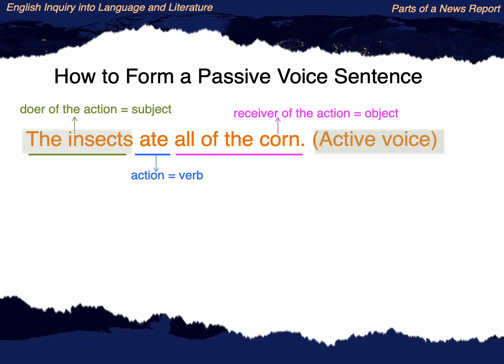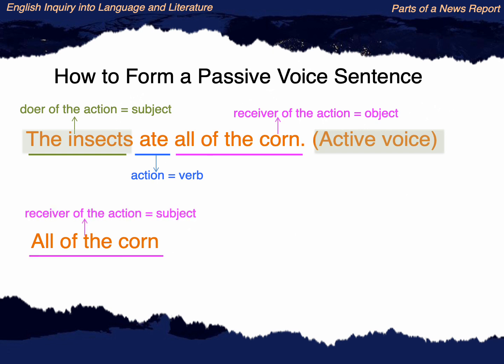So how do we change it into passive voice? In passive voice, we studied that the receiver of the action becomes the subject. So what is the receiver of the action here in this sentence? Yes, it's all of the corn. In active voice, it is an object, but in passive voice, it becomes the subject. So all of the corn is the receiver of the action and it becomes the subject.